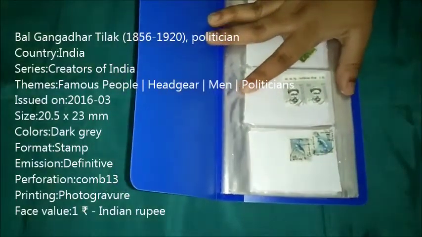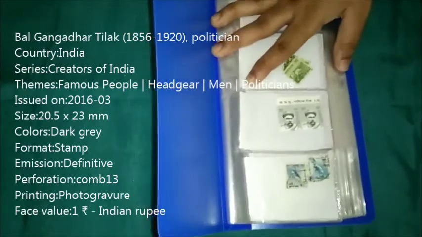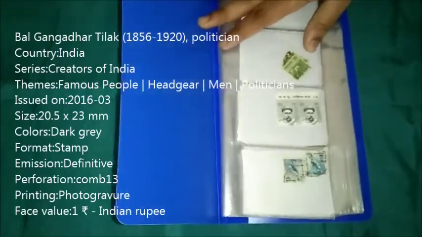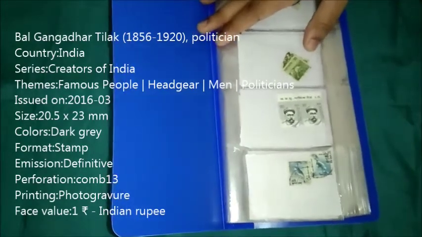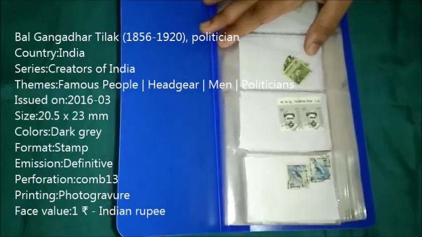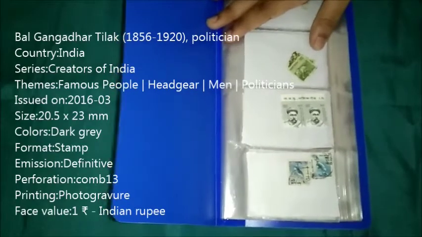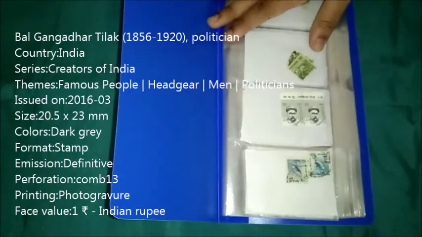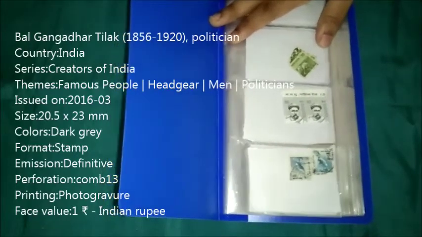And then our third stamp for today is the Bal Gangadhar Tilak stamp. We all know about Bal Gangadhar Tilak, and we have studied him in our lower classes. He lived between 1856 and 1920. Of course, he was a politician. And this stamp was issued by India, that is our own nation, and the series of the stamp is Creators of India. The theme of the stamp is famous people, headgear, men, politician. And this was issued in 2016.